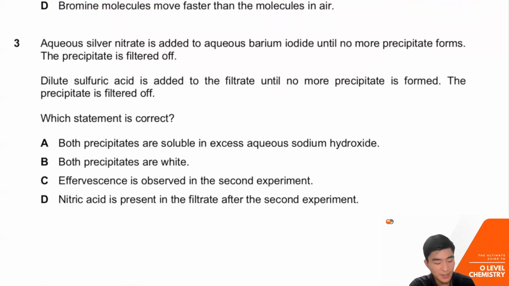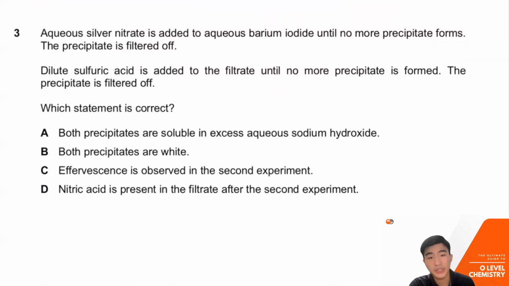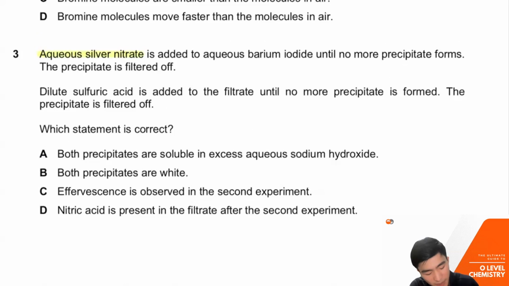Now let's look at question number 3. Okay, this one is an interesting question. Now, first we have aqueous silver nitrate. If you don't know the formula, please know that it is AgNO3, because it's Ag plus, NO3 takes on a negative charge, hence it's AgNO3. It's added to barium iodide, so it's BaI2, because Ba forms 2 plus, I forms I minus, until no more precipitate forms.